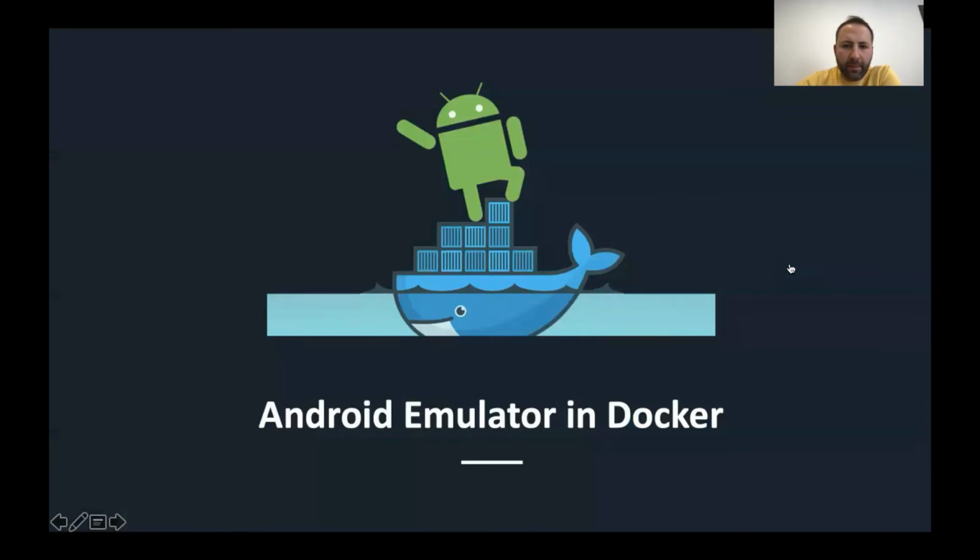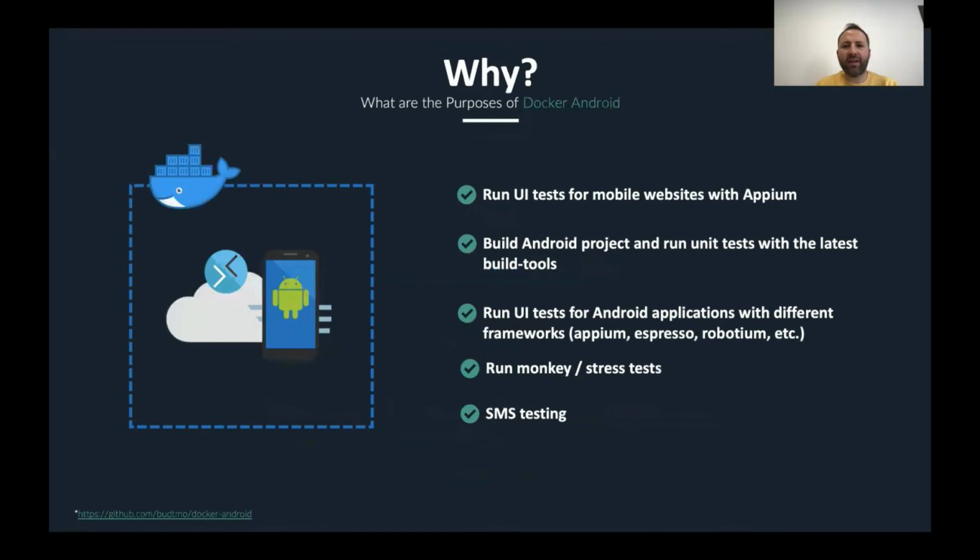Good. So let's go a bit further with the steps of how we can run the test in the emulator within the Docker container. This is more interesting in a complex case. So why do we need this? When we run UI tests for a mobile website with Appium, it's super easy to use the emulators. You don't need the real devices.